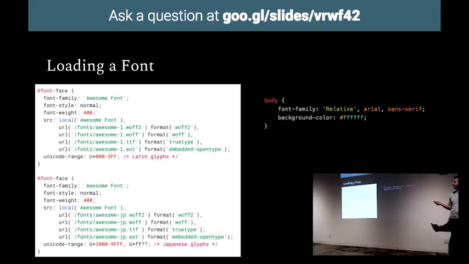You provide a list of fallbacks, and it's really important to do that. So we're telling it to use the font Relative if it's available. If it doesn't have Relative, fall back to Arial. If it doesn't have Arial, fall back to any sans serif font. Not any sans serif font, but the primary sans serif font on the machine is what it'll fall back to. We'll talk about this a little bit later. You want to be really smart about how you figure out what your fallbacks are, because that has consequences.